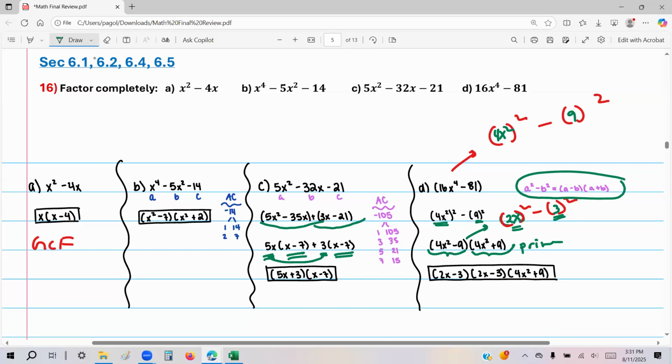If the direction says solve for x, you set them equal to 0 and then solve for x. But if the direction says just factor, you factor and you stop.